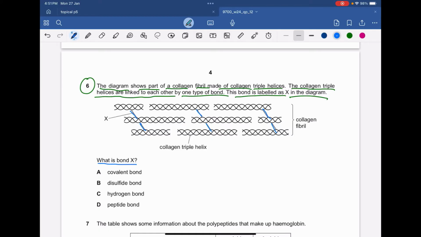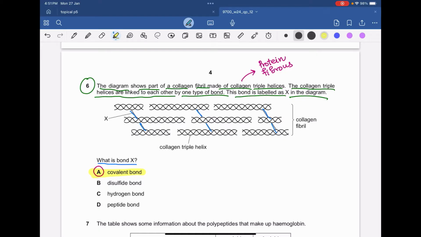So first of all, let's identify collagen. What is collagen? Collagen is a protein, and if we get into the classification of proteins, collagen is a fibrous protein. The structures which provide the stability and cross linkage to the collagen are the covalent bonds. So hence the answer over here is option A, covalent bonds.